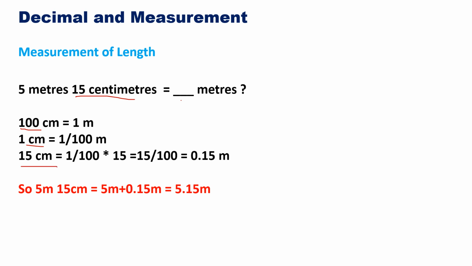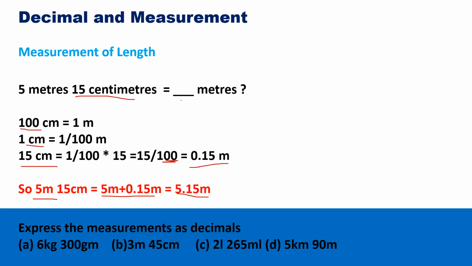And 15 centimeter is 1 by 100 into 15, which is equal to 15 divided by 100. As there are 2 zeros, before 2 digits the decimal point will come: 0.15 meter. So 5 meter is already there. So 5 meter plus 0.15 meter equals 5.15 meter. This is the same as decimals and money, which we have done just before this. We only have to follow the same process.